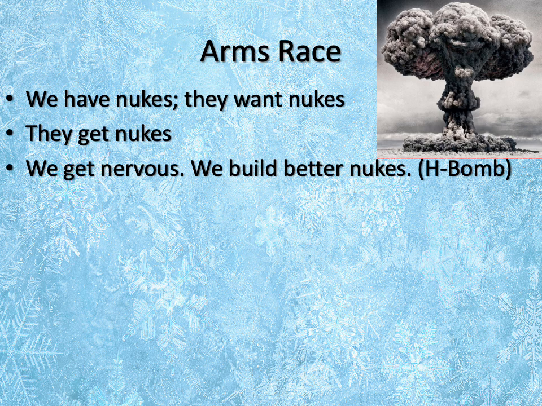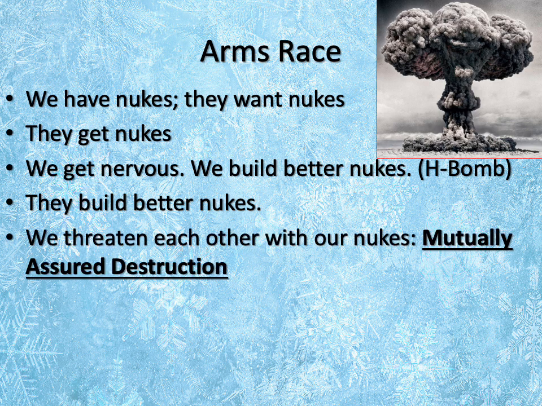But what's the problem there? Hey, guess what? They can also build better nukes. So now the Soviets and the United States have nuclear weapons. And we start to threaten each other with our nukes. And this is called mutually assured destruction. And the idea of mutually assured destruction is that, hey, we know we could blow you off the map, but we also know that you could.